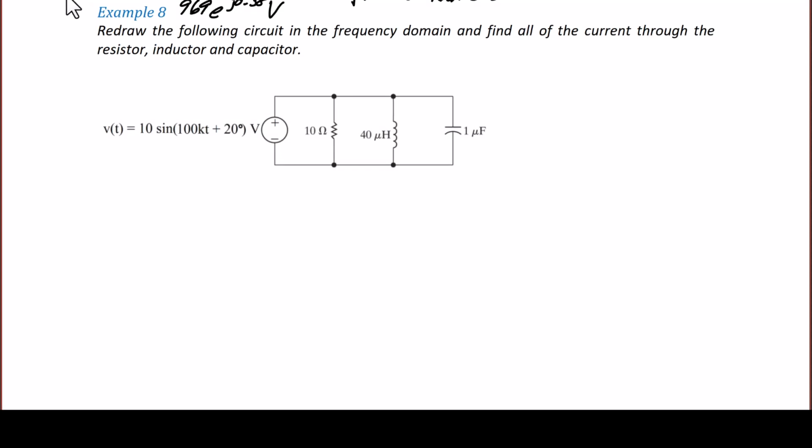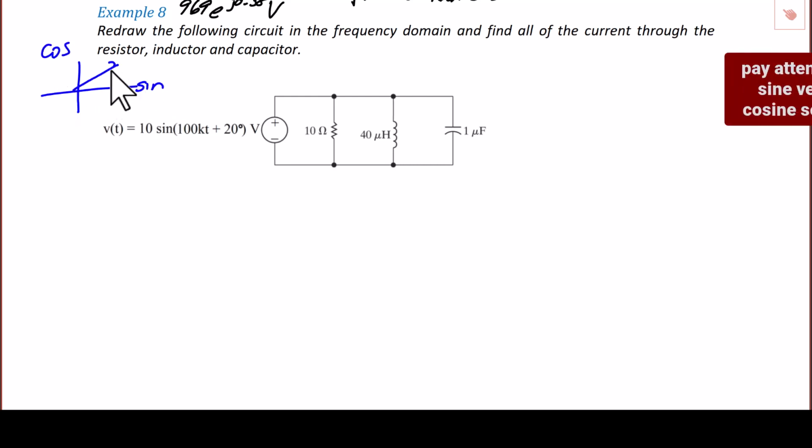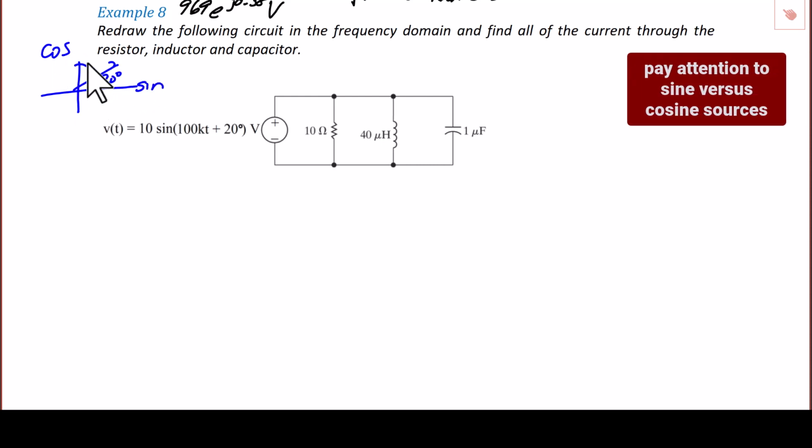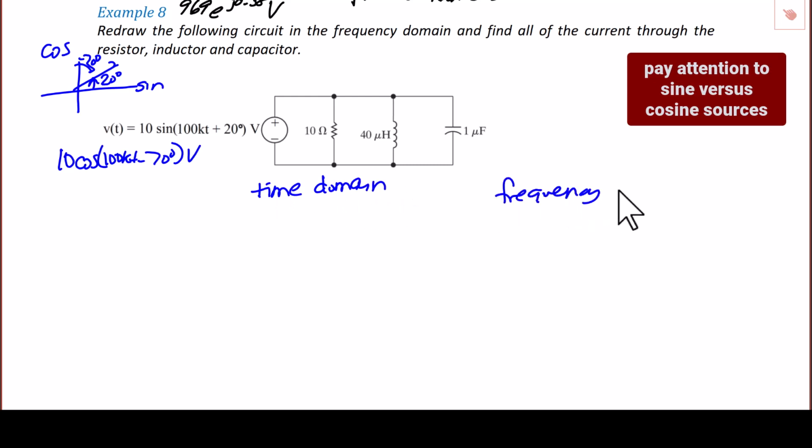Example 8. Redraw the following circuit in the time domain, frequency domain, and find the current through the resistor, the inductor, and the capacitor. So notice that we have a voltage source which is 10 sine 100kt plus 20 degrees. Our first job is to rewrite that as a positive cosine so we can then convert the circuit to the phasor domain. So using our phasor diagram, if it's sine angle 20 degrees, that's the same as cosine with a delay of 70 degrees. So we will rewrite the source as 10 cosine 100kt minus 70 degrees.